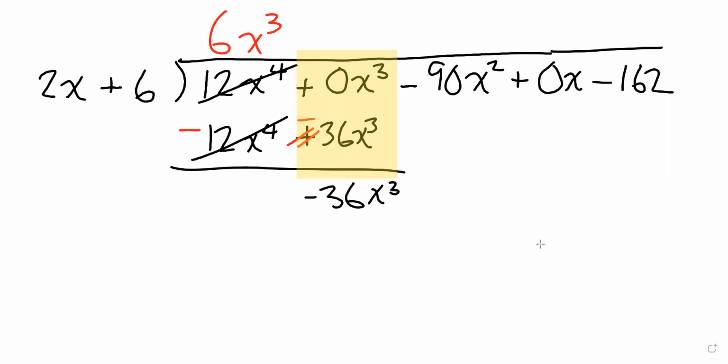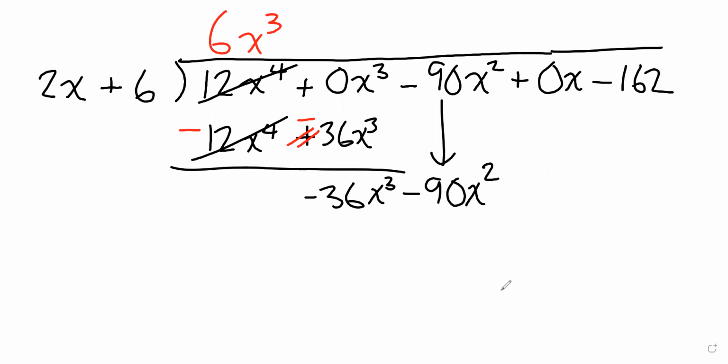All right, let's clean this up, and then we'll do the next step. Okay, that didn't take long to clean up. All right, so our next move now is to divide the leading term of the dividend, which is currently, I'm sorry, that is not the next move. The next move is to bring down the next term, and the next term is negative 90x squared. And now we repeat the process that we just did.